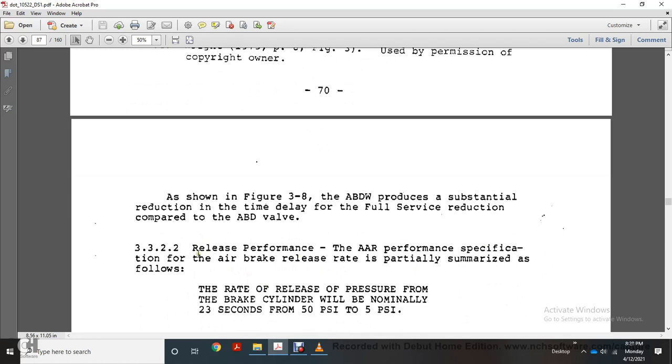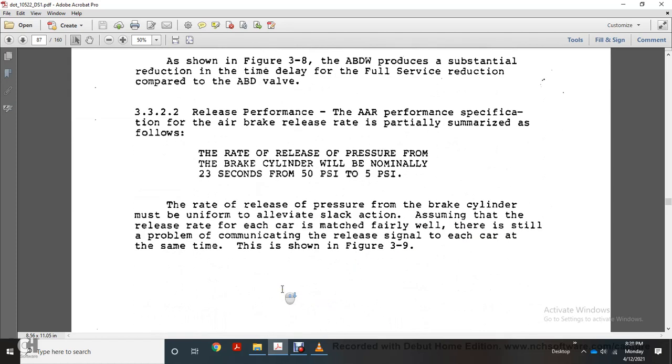The AAR performance specification for the air brake release rate is partially summarized as follows. The rate of release of pressure from the brake cylinder will nominally be 23 seconds from 50 psi to 5 psi. The rate of release of pressure from the brake cylinder must uniformly alleviate slack action. Assuming that the release rates of each of the cars match fairly well, there is still a problem with the communication of the release signal to each of the cars at the same time. This is shown in Figure 3.9.